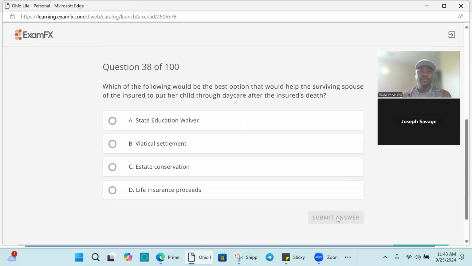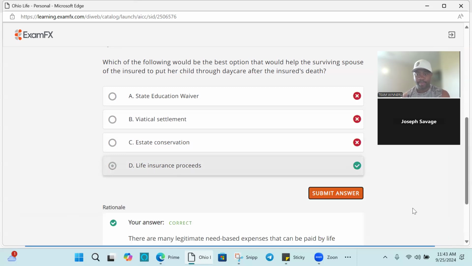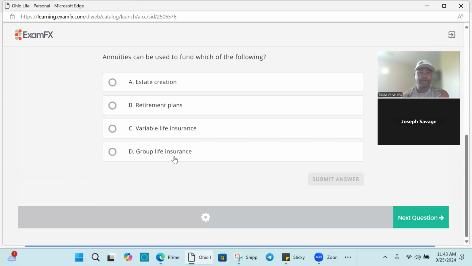Which of the following would be the best option that would help the surviving spouse of the insured put her child through daycare after the insured's death? Estate conservation, viatical settlement, waiver, or life insurance proceeds. We just talked about that money that the family needs, right? Help the family, isn't it? Spouse. Yes. No other option out there.